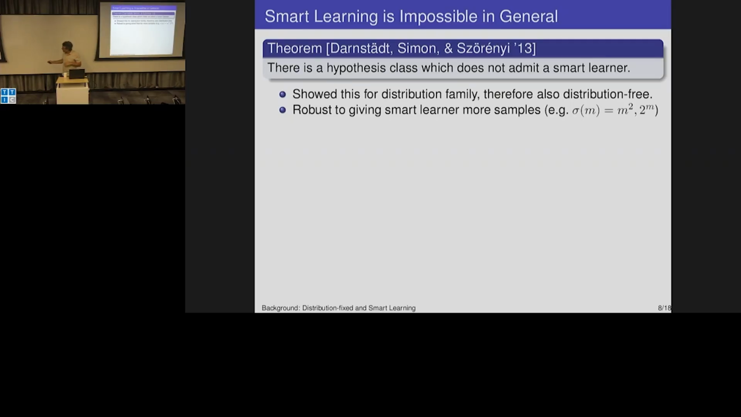They showed this for a particular distribution family, and therefore it also holds for distribution free, because that's even harder in this case. And this impossibility result is pretty robust. It's robust to giving your smart learner more samples than the distribution fixed learner. For example, you could say, I want to do as well as a distribution fixed learner with m samples, but I'm going to allow myself m squared or 2 to the m or anything like that. Turns out that that doesn't help you. Okay, so this impossibility result is quite robust.